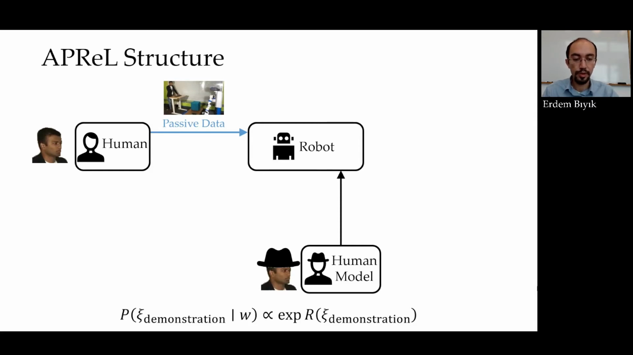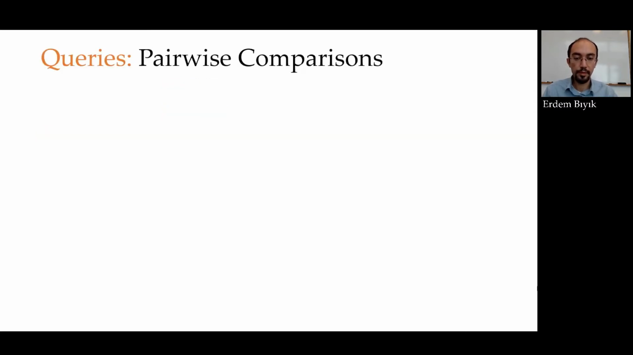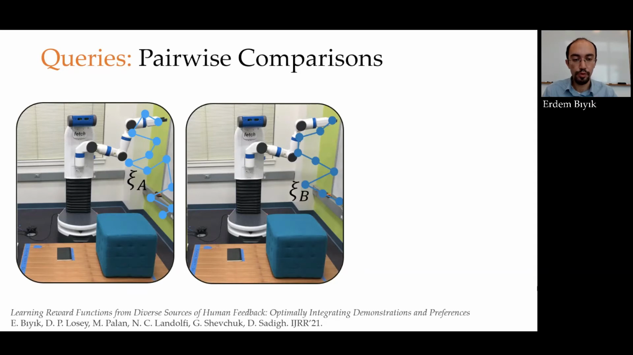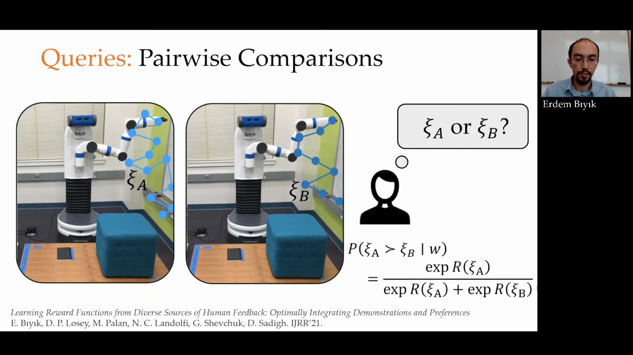Having a model, the robot will then use the passive data to build a belief distribution over the reward parameters w. We can further refine this distribution by querying the user with some questions. This is the idea in active preference-based reward learning. Now, I want to give some examples of such questions. One example is pairwise comparisons. The robot shows two trajectories to the user, and then we ask the user whether they prefer trajectory A or trajectory B. Again, all we need is a response model for the human. For example, we can use the softmax model where the selection probabilities are again proportional to the exponential of the rewards.